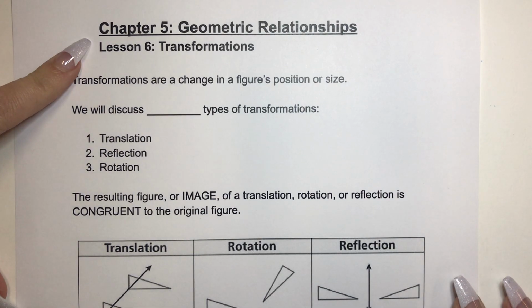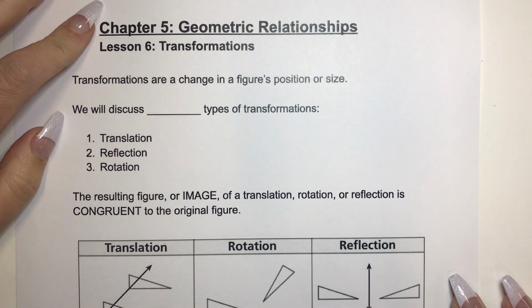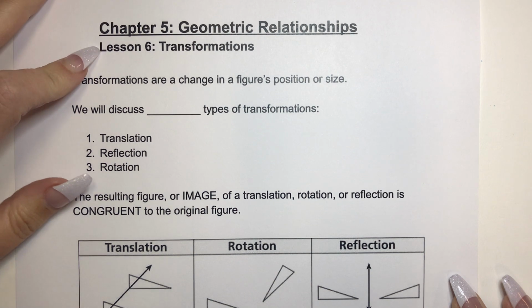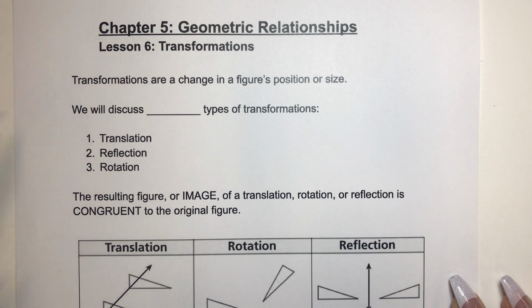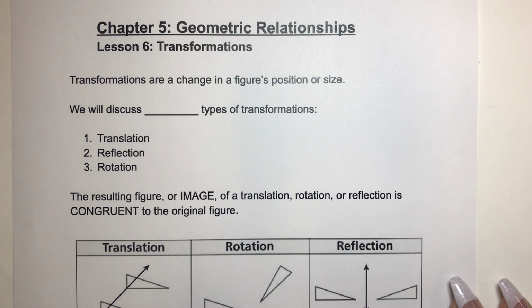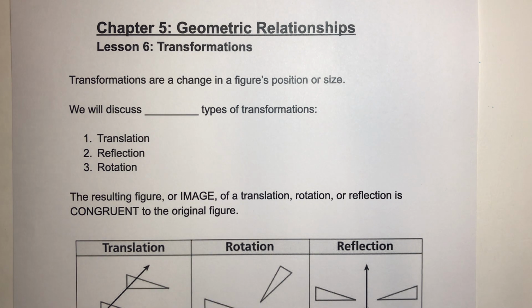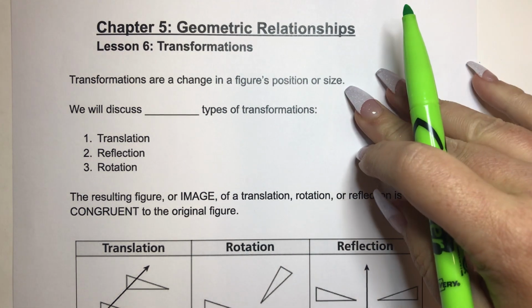All right, today we're going to discuss Chapter 5, Geometric Relationships, focusing on Lesson 6, Transformations. So transformations are a change in a figure's position or size.